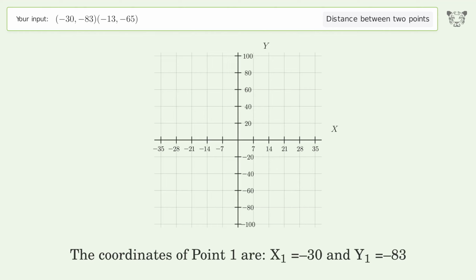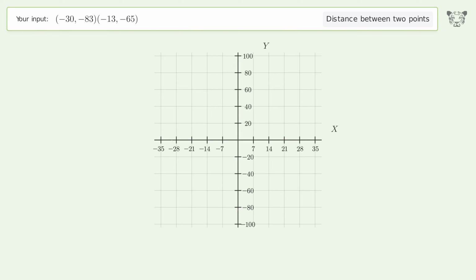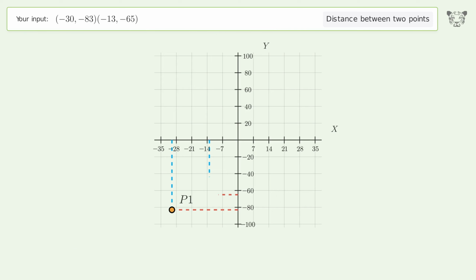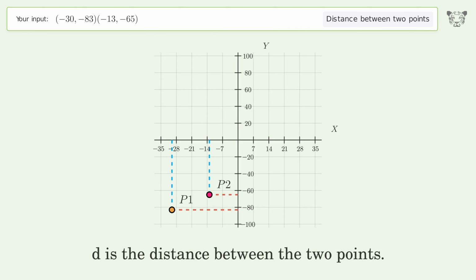The coordinates of point 1 are x1 equals -30 and y1 equals -83. The coordinates of point 2 are x2 equals -13 and y2 equals -65. D is the distance between the 2 points.